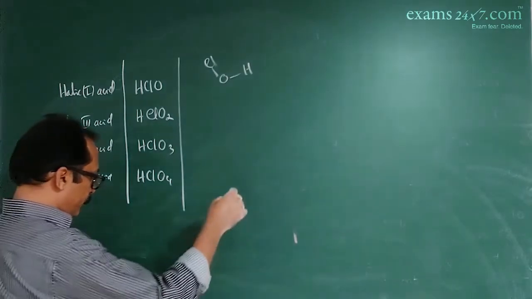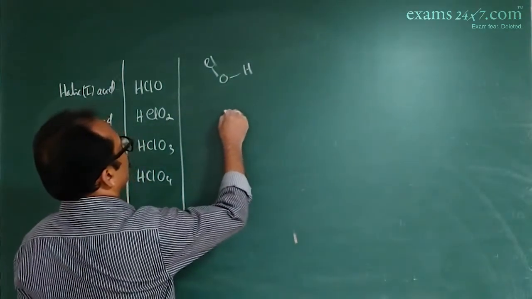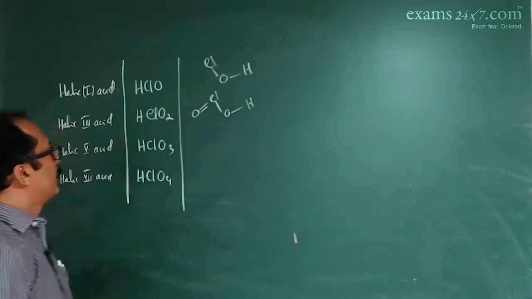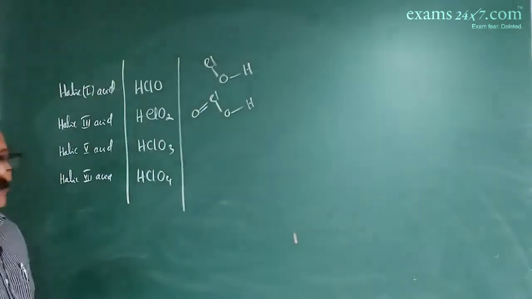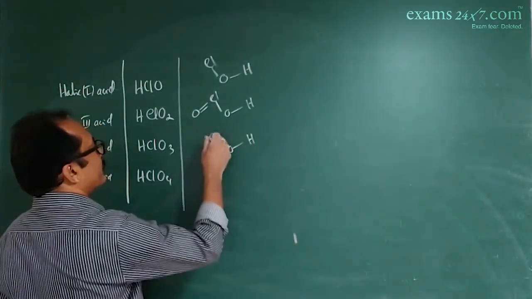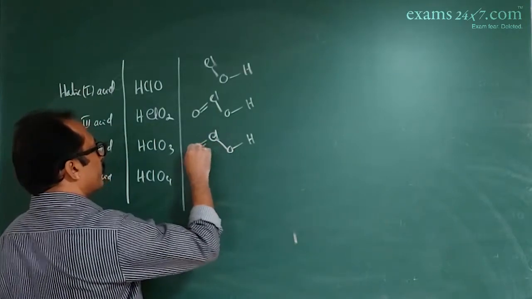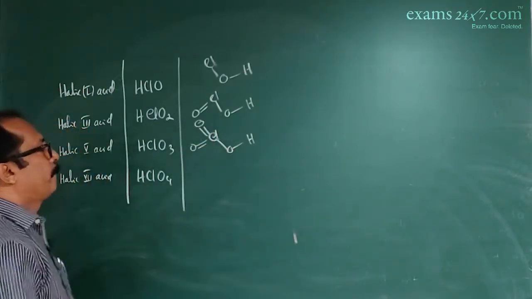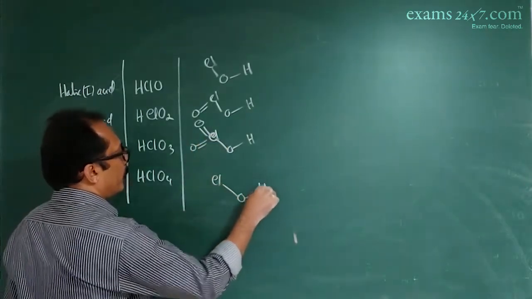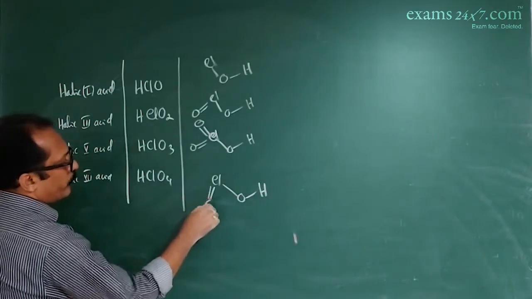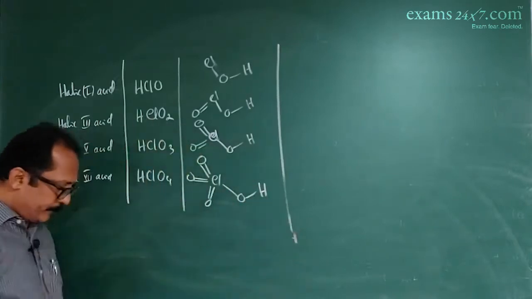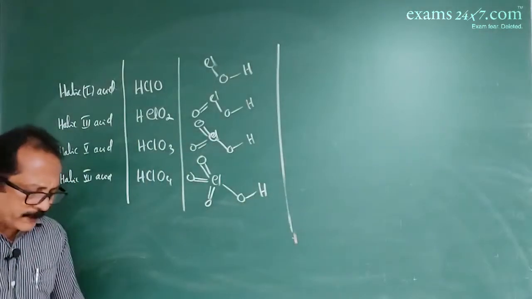Now, next one. Okay. HClO2. Next compound, HClO3. This is a chloro group. Now, next compound, ClOH. Now, HClO4. See.